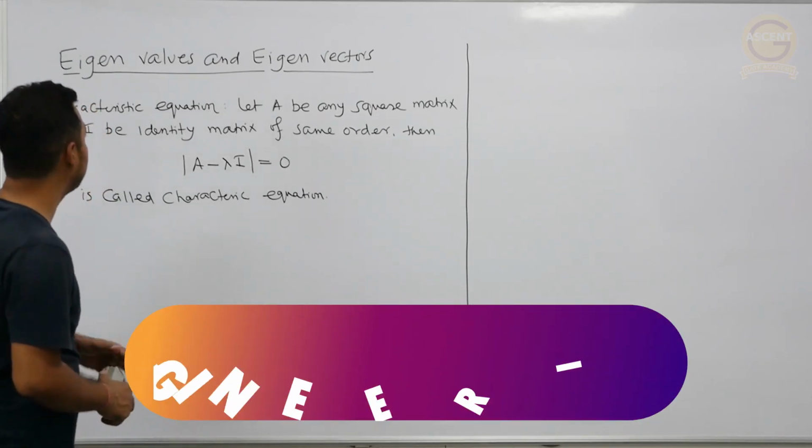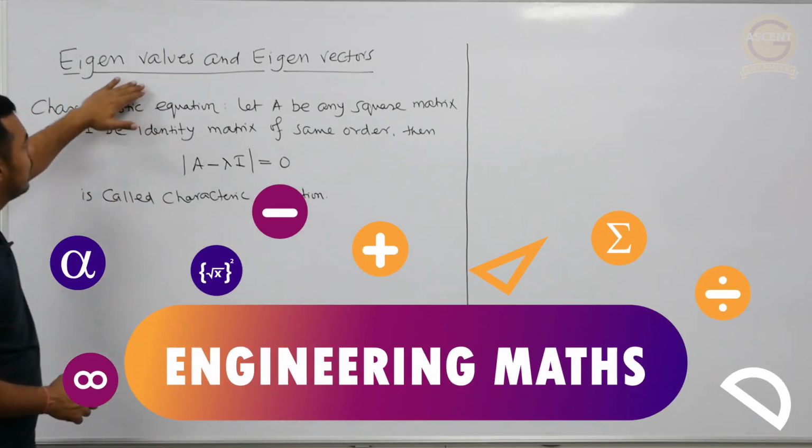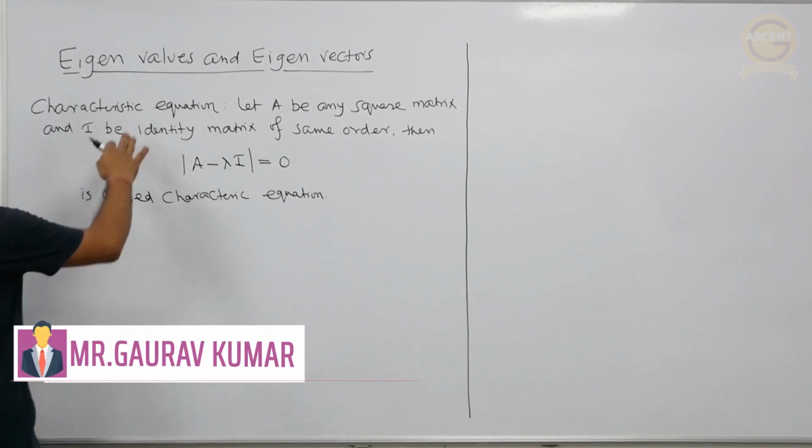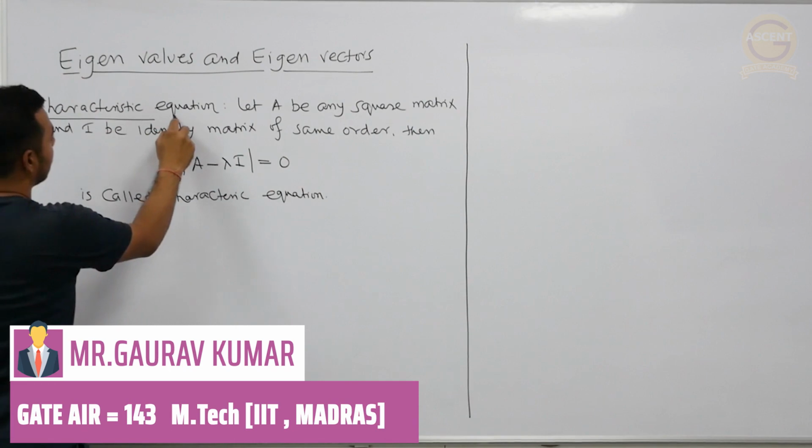Okay, so our next topic is eigenvalue and eigenvector. First we'll learn eigenvalues, and then we'll see how to find eigenvectors. But before understanding those topics, we have to learn about the characteristic equation.